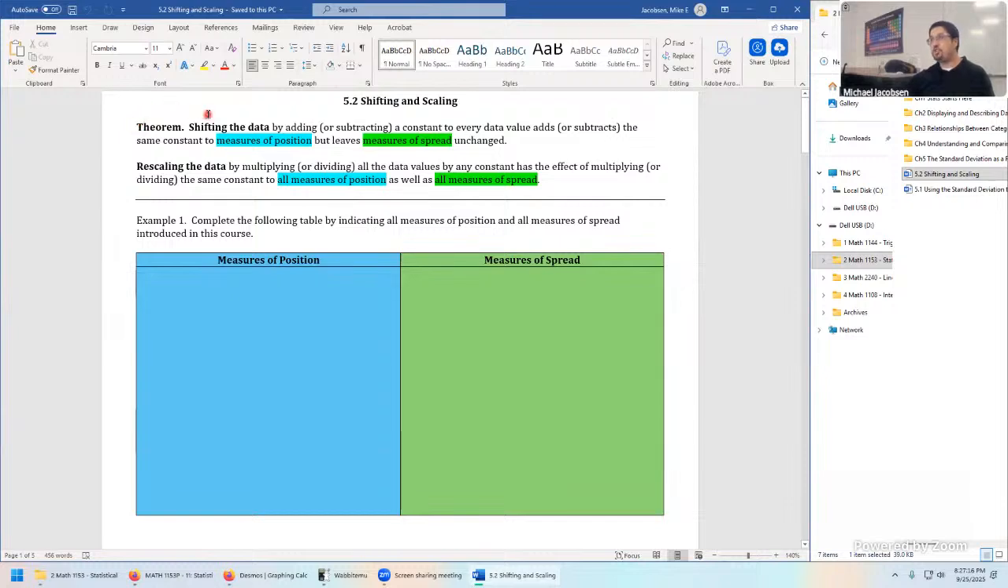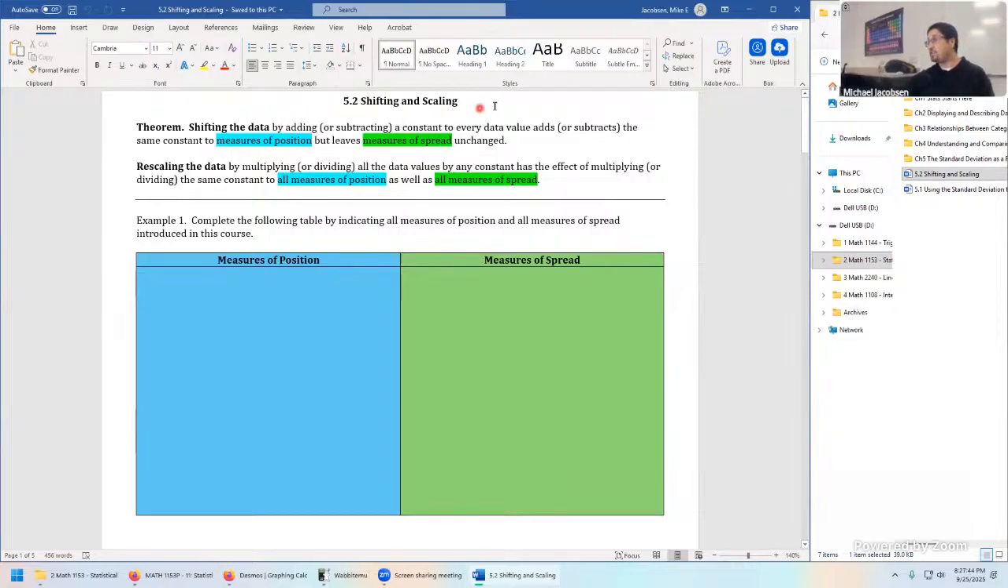So if we shift the data, what we mean by that is we take a data set and add or subtract the same exact number to every single observation. I think for the light bulb data, we added 100 hours to every single observation. We've shifted all of the data to the right. If we shift all the data to the right, then the measures of position will shift by that same constant.